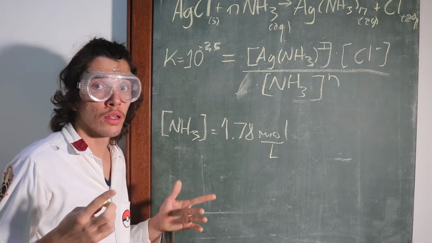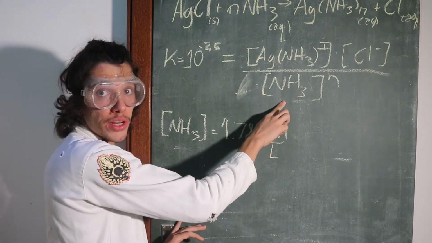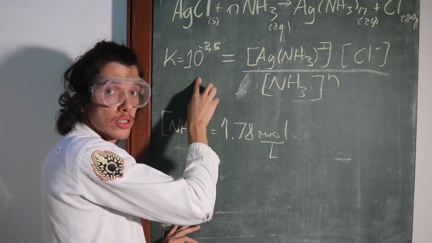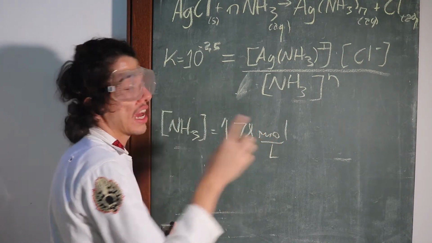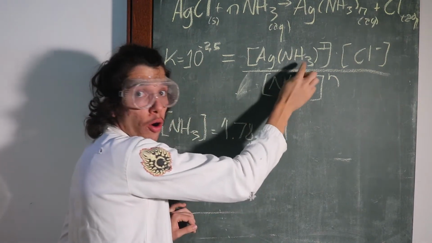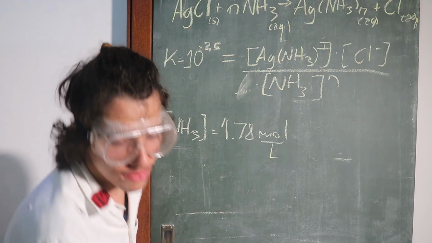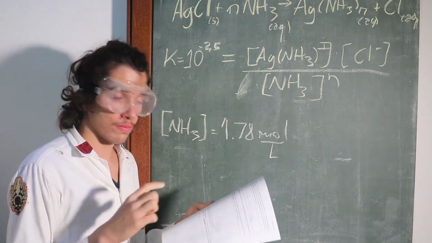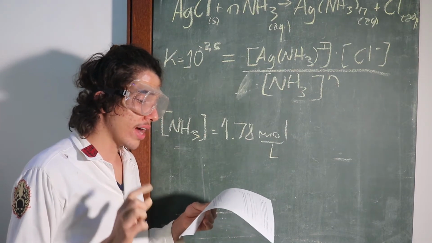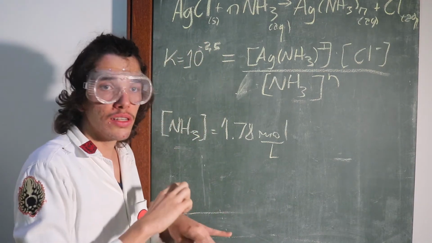Okay, so let's think about the information we've got. We've got the concentration of ammonia, and we've got the value of the constant. And at first sight it looks like we do not have the concentration of the complex and the concentration of chloride ion, but we do. The reason is that the question says 0.1 mole of silver chloride in 1 liter of water, and every single grain of it had disappeared.